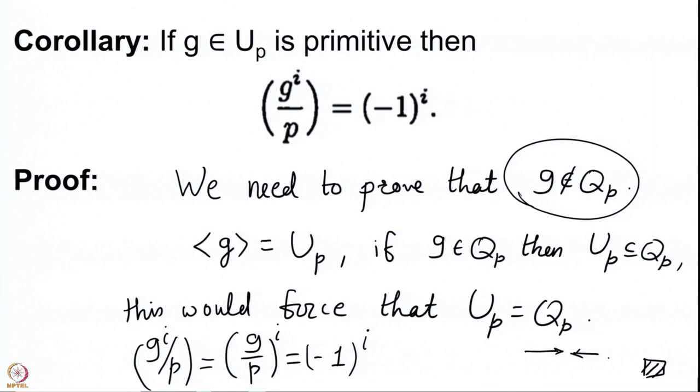So, a very simple fact will tell you that you can compute the Legendre symbol of every element once you know the Legendre symbol of the primitive element, or in other words once you know a primitive element. Once you know a primitive element, you can write every element as power of this primitive element and then you will be able to compute the Legendre symbols for every element quite easily using these two things.